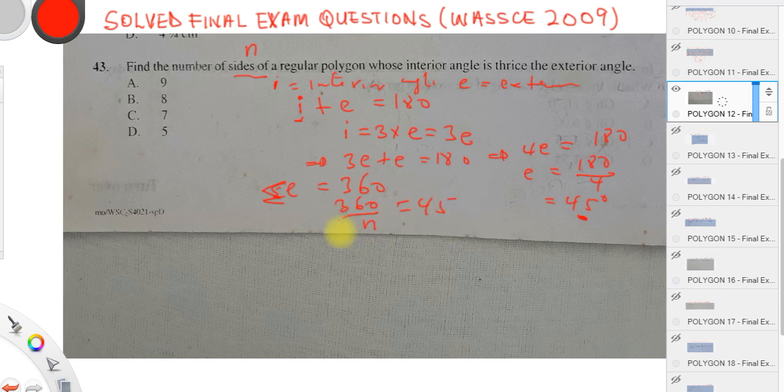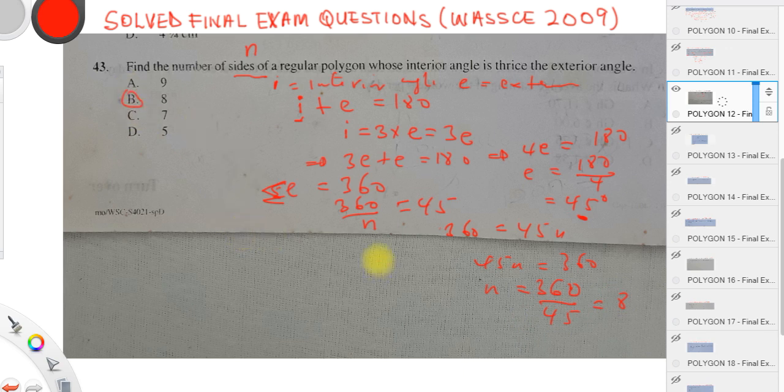Multiplying both sides by n, you get 360 is equal to 45n. You can turn the equation around: 45n is equal to 360. So n is equal to 360 over 45, which is equal to 8. So the number of sides is 8. Yes, that's it.